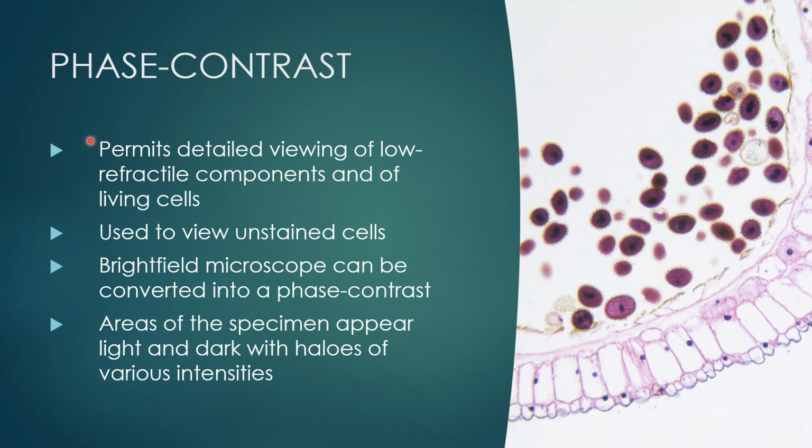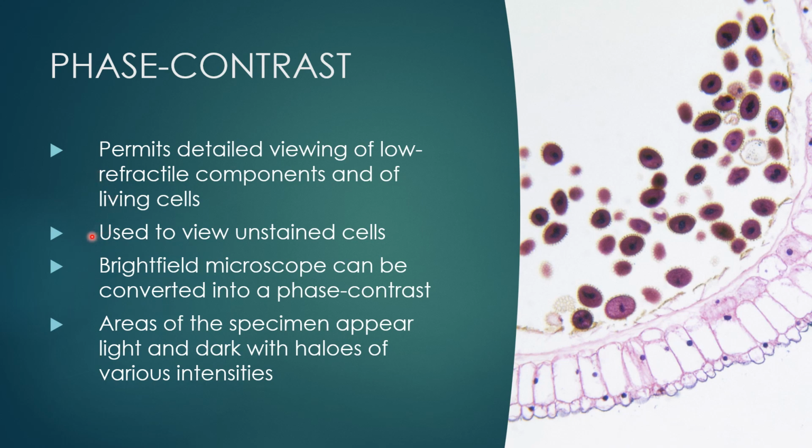And then you have your phase contrast. It permits detailed viewing of low refractile components and of living cells. This one is used to view unstained cells. As I said last time, for us to get a better view of your cellular tissue components, we need to give it contrast. And how are we going to give contrast? We stain the sample.